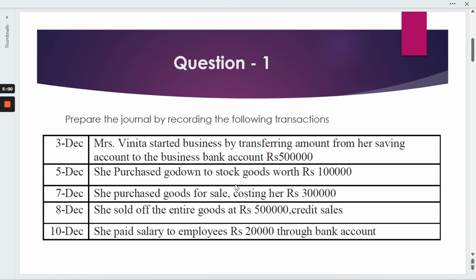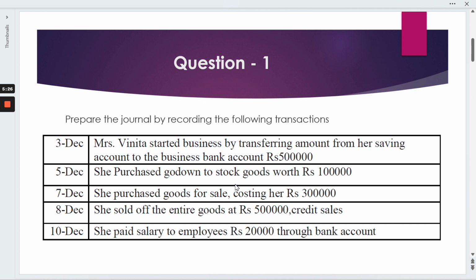and the credit is again 5 lakh. Then the second one is the purchase of stock goods worth rupees 10 lakh. So it's a purchase account, where the debit is purchases and the credit is cash, as the goods are being purchased. Then the third one is purchase of goods for sale costing around rupees 3 lakh. Again, it's a purchase account, where you are crediting the cash account, as the goods are being purchased.